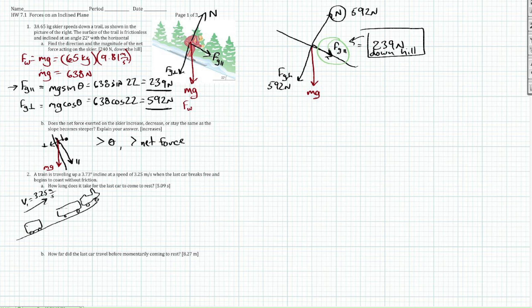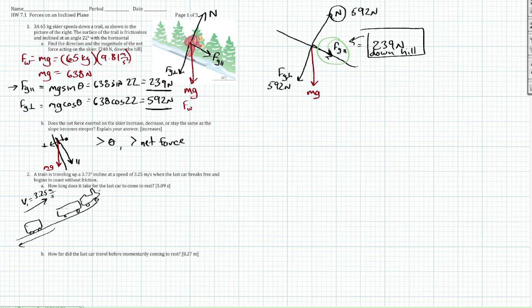Well, what's going to happen to this car if it was being pulled up the hill at 3.25 meters per second, but now it is broken free from the train? Well, it's going to start coasting to a stop, and then we can expect that it will probably start to roll back down the hill because it doesn't have any power. So really, this is a kinematics question.